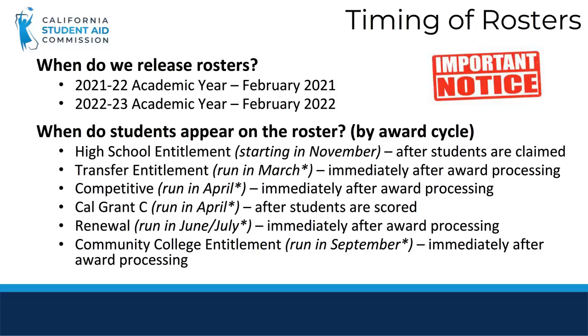The last group of students to be added to your rosters are the students that are renewing their awards from the previous year. This group of students appears on the roster in the month of June when the Commission begins the renewal process. And now we have an additional group, and that's going to be processed in our newest award, the Community College Entitlement Cal Grant, which will run in September.